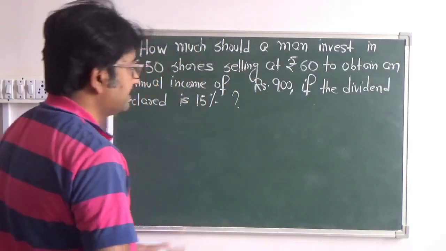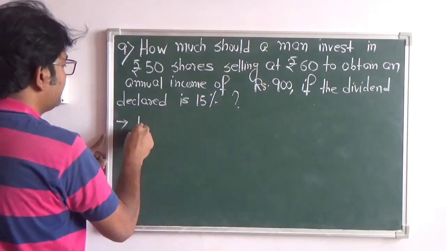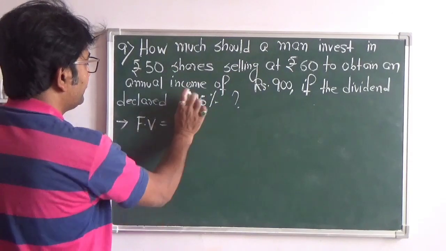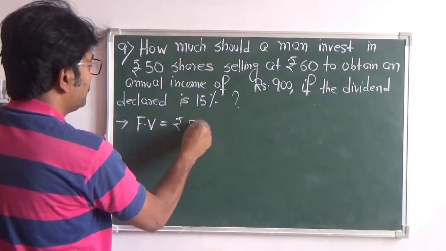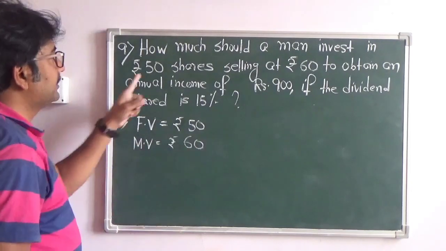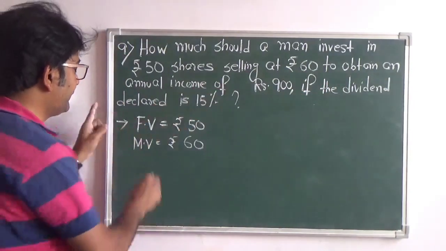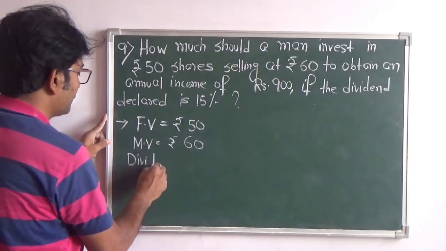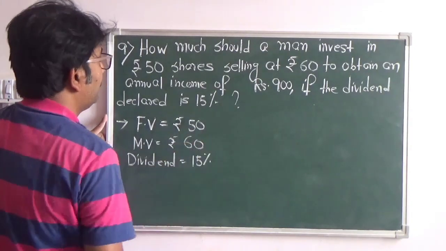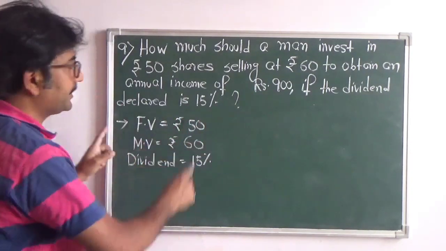So first of all, let us note down what is given in the question. Face value, invest in rupees 50 shares, equals rupees 50. Market value equals rupees 60. Rupees 50 shares selling at rupees 60, this is the market value. To obtain an annual income on a dividend, dividend is given as 15%. Now, we are not given anything else. So this is the annual income.